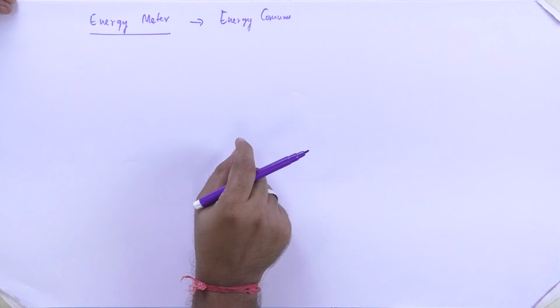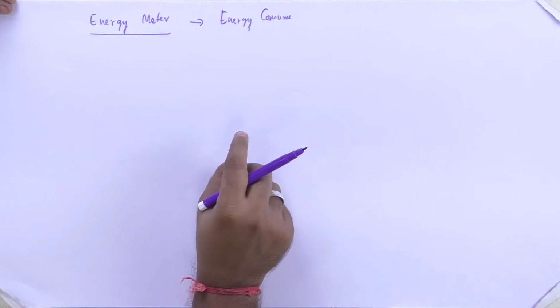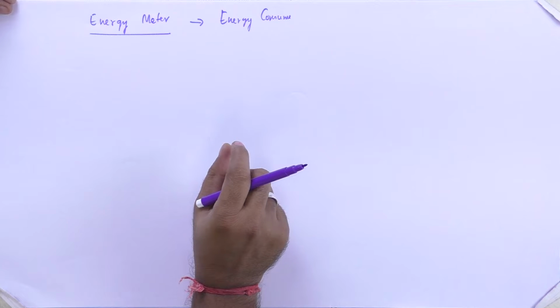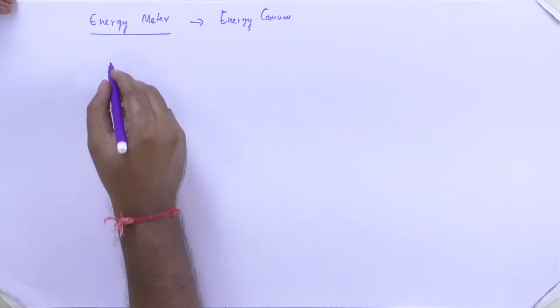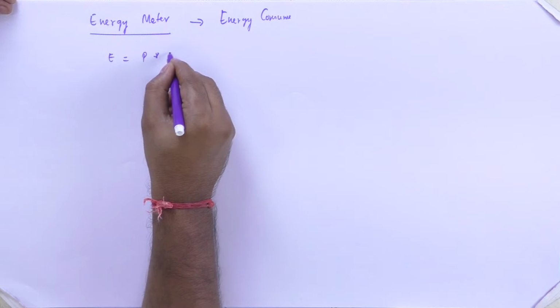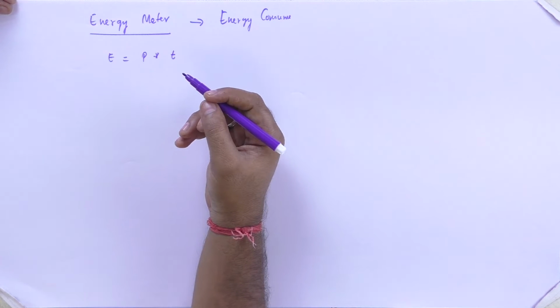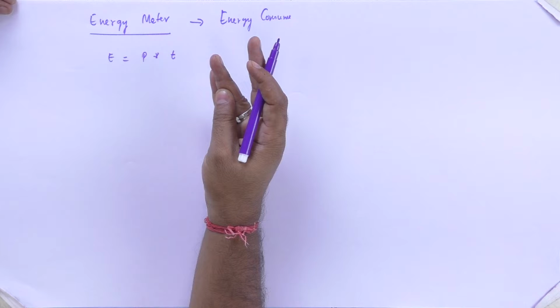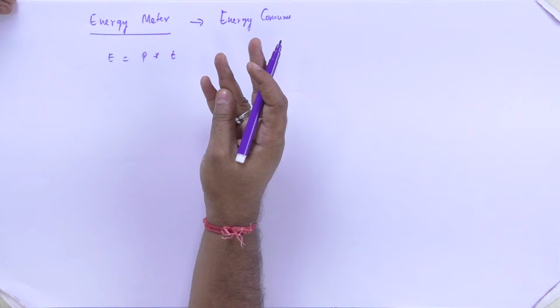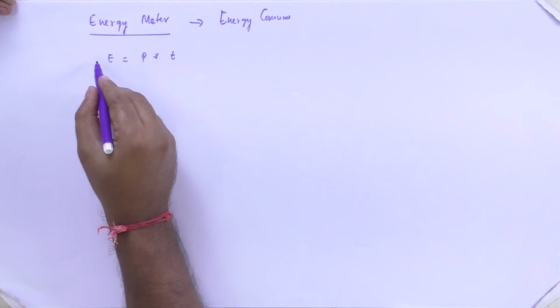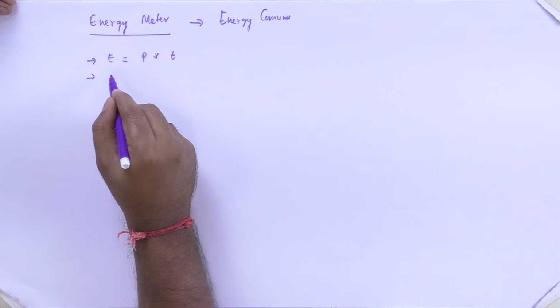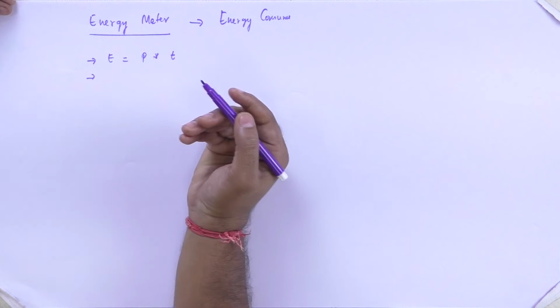This energy meter gives the total power consumed by the load at a particular interval of time. So energy is equal to power into time. This meter is generally used in domestic and industrial AC circuits for measuring power consumption, and the advantages of this meter are that it is less expensive and it gives accurate results.